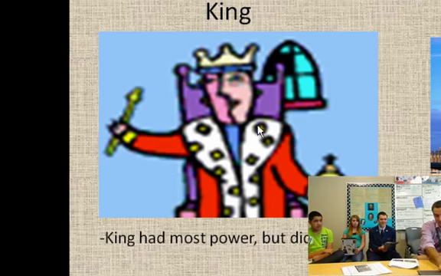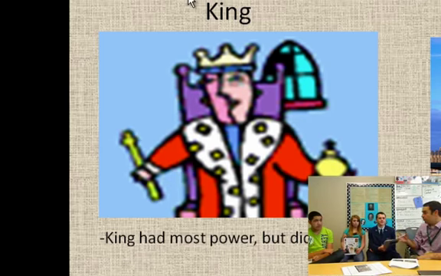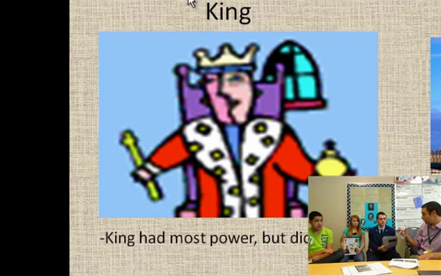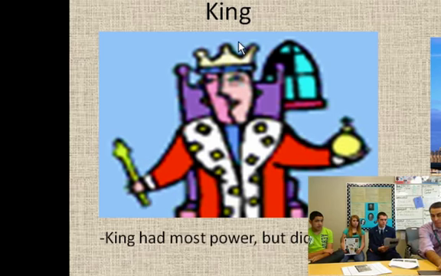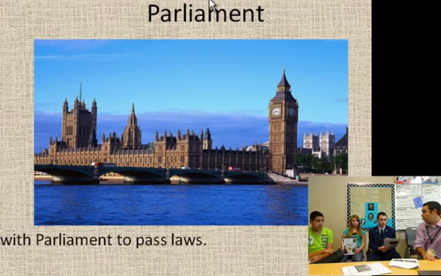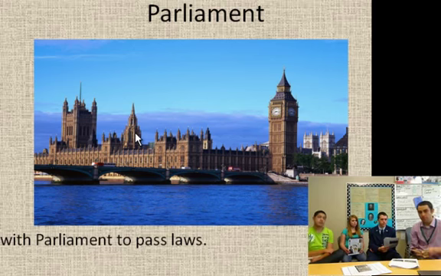When you think of England, you think of the king having 100% power. The reality was the king did not have 100% power. In fact, the king had most power, but he had to share some with what's called Parliament. And this is a picture of the Parliament building in England today. It probably looks similar to this back then. So when we talk about the British government, we're technically talking about the king and Parliament.